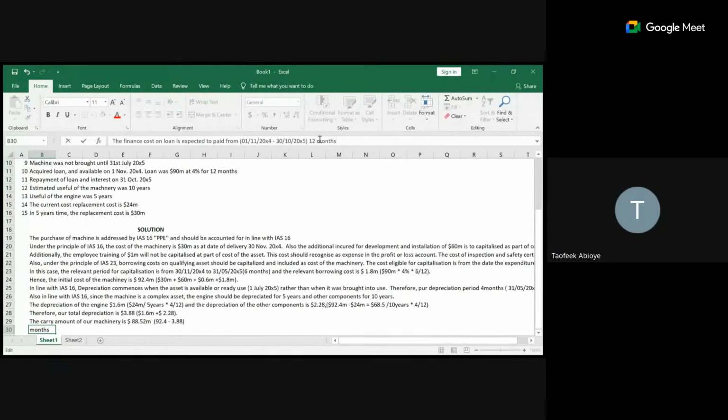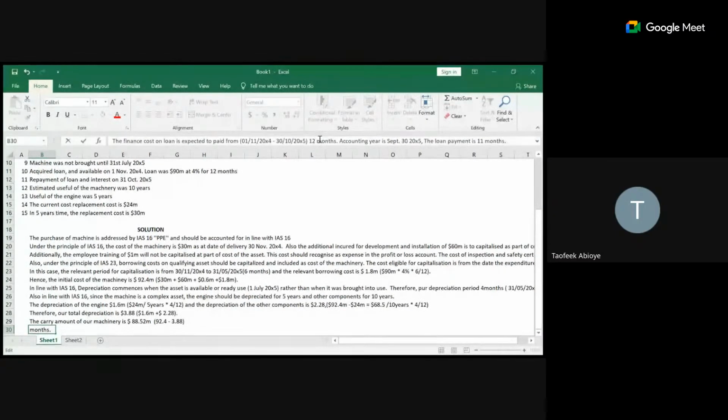However, the accounting year end of the company is September 30th, 20x5. Therefore, the loan payment amount is not up to 12 months. It's 11 months, sorry. It's 11 months.